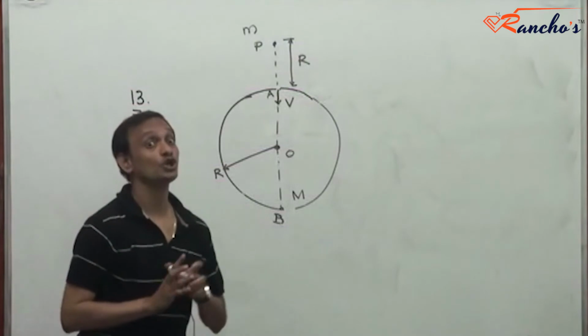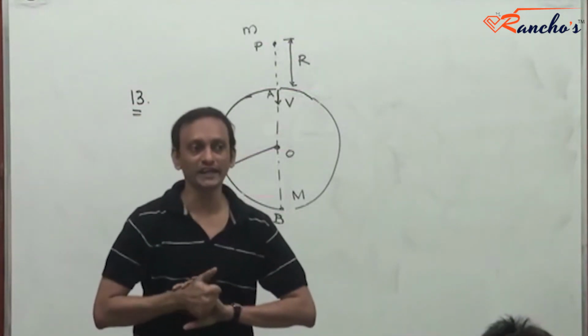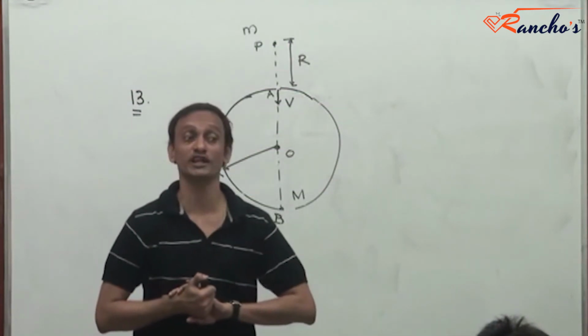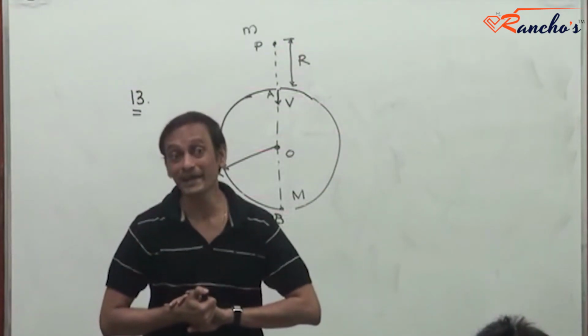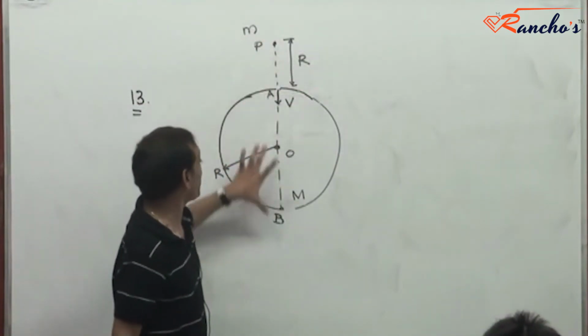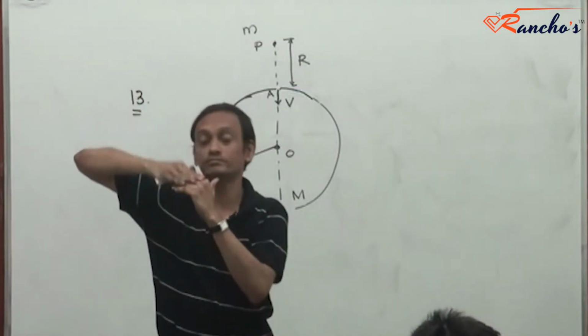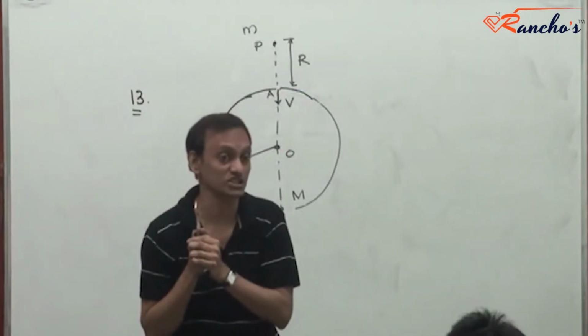Now you can't say the loss of potential energy is mgr. The gain in kinetic energy is half mv squared, but the loss of potential energy is not mgr. Why? Because g is not constant over this distance r, which is comparable to this radius r. So you can't take g to be constant over this distance, right?